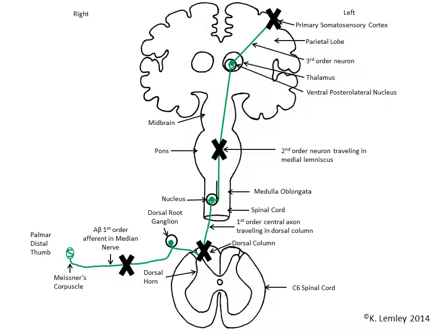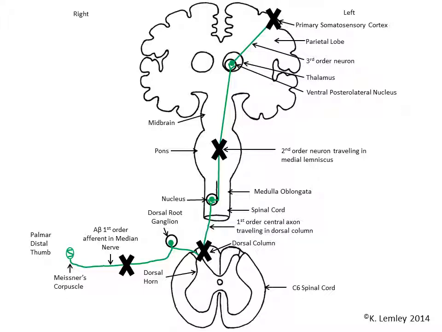This is our discriminative touch pathway that you just saw, but now I'm going to add in some injuries. Here's my injury to the peripheral nerve. What happens to discriminative touch on the right side of the body? What about on the left side of the body? Now I've damaged the spinal cord. What happens if I've damaged one side of the spinal cord? What happens to sensation on the right side of the body versus the left?